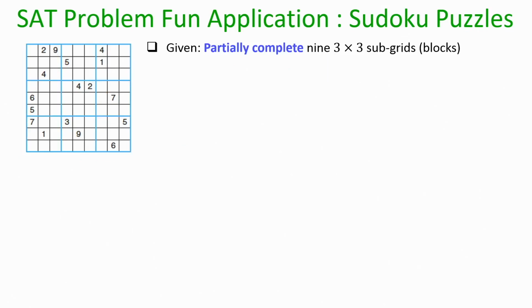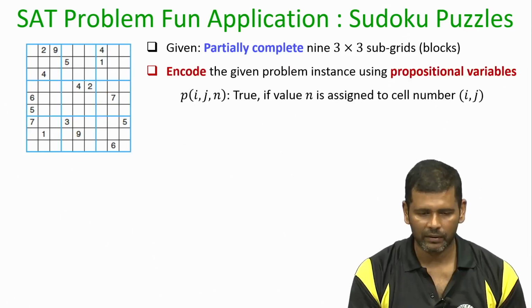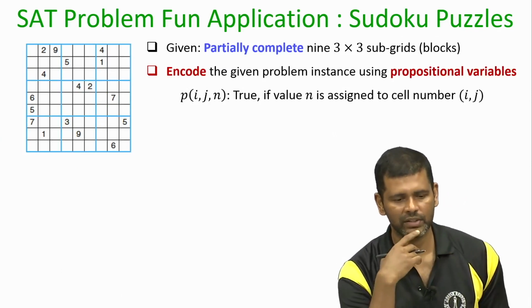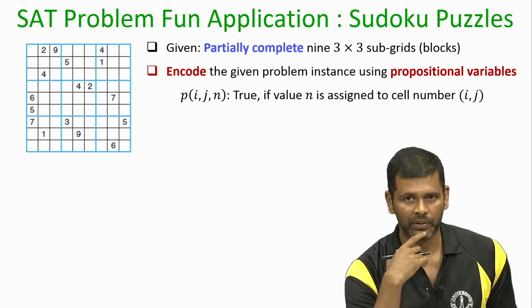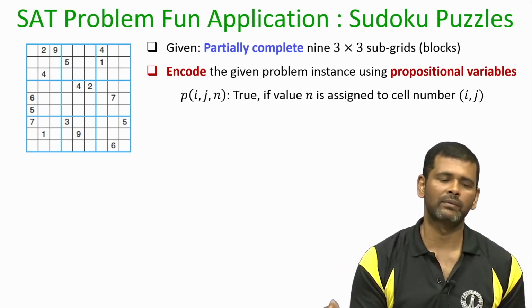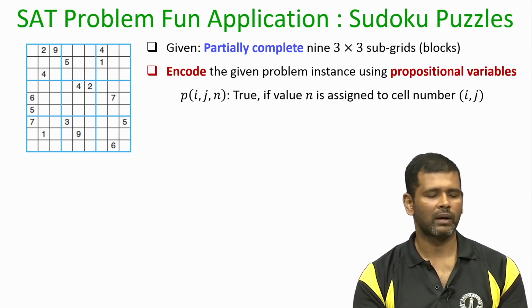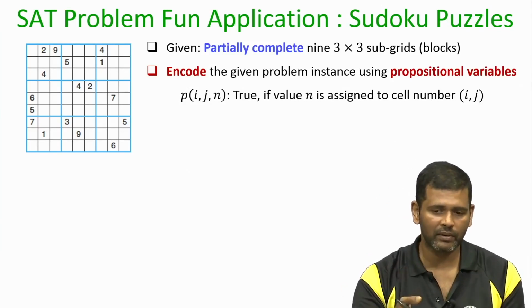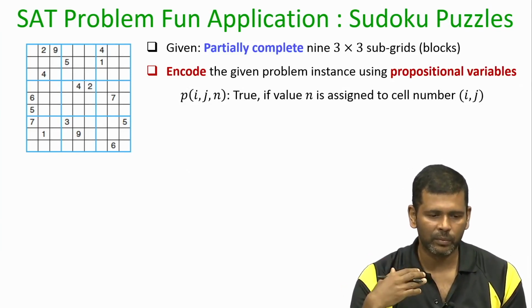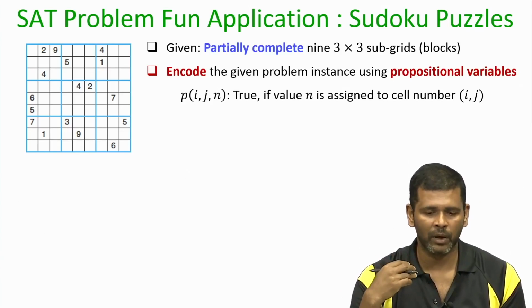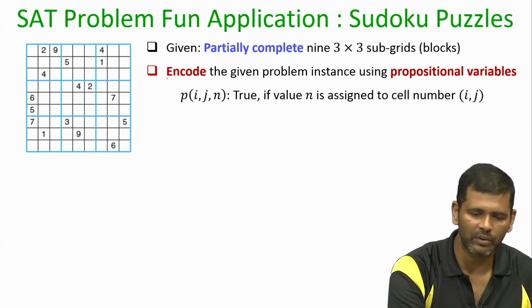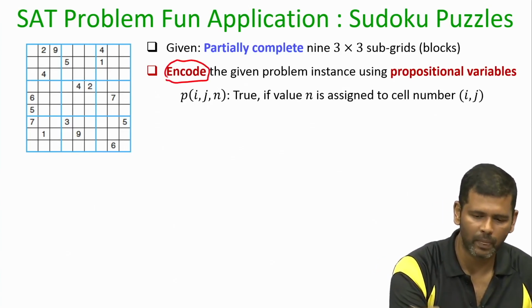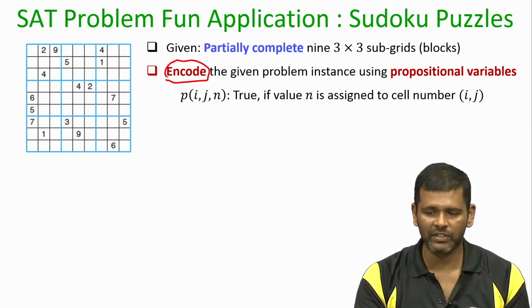What I am going to do here is represent an instance of a Sudoku puzzle using a compound proposition, and I will show how I can convert an instance of solving this Sudoku puzzle into an instance of the SAT problem. The first step here will be some encoding. I will encode this given problem instance using propositional variables.